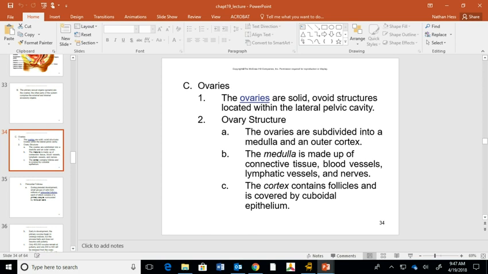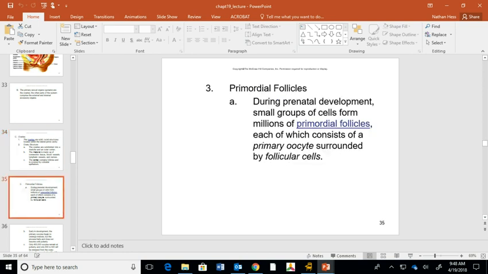Okay. So I'm switching back over here, talking about the ovaries. And again, these are these ovoid structures, ovaries, oval, right? Sounds very similar. You've got, again, a medulla and an outer cortex, just like so many different pieces in our bodies. The medulla being inside, cortex being on the outside. The medulla is connective tissue, blood vessels, lymphatic vessels, and nerves. The cortex is where actually the work is being done. That's where those follicles are, and it's actually covered by a cuboidal epithelium.